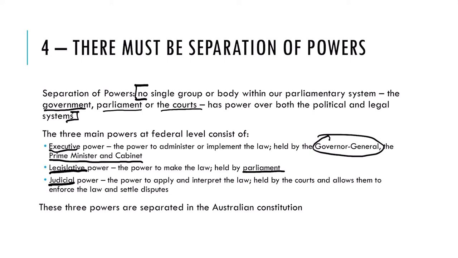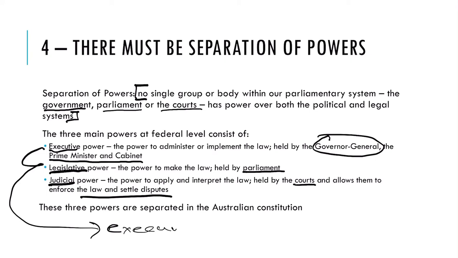Finally, we have judicial power, which is the power to apply and interpret the law, which is held by the courts, and allows them to enforce the law and to settle disputes. These 3 powers are separated in the Australian Constitution, but there is some overlap, as the executive, which is the Prime Minister and the Cabinet, sits in Parliament.